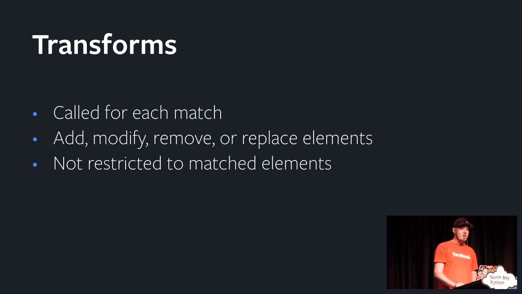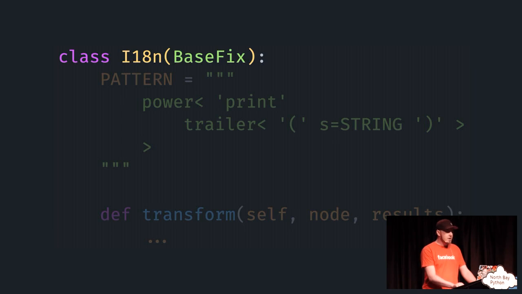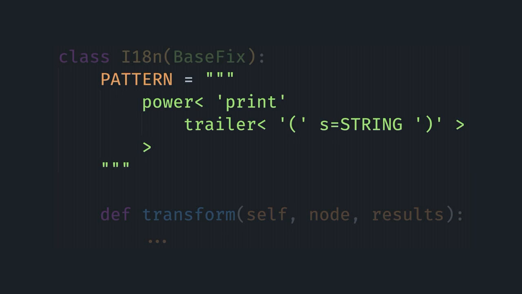Once you have the matches, the transform method of the fixer is what actually defines how the modifications to the tree are made. They can do pretty much anything they want: add, modify, remove, or replace elements. And you can make these modifications anywhere in the tree, either above or below the element you've actually matched. So we can start building the code mod from before as an actual fixer by inheriting from the base fix class and then defining the pattern we want to search for.